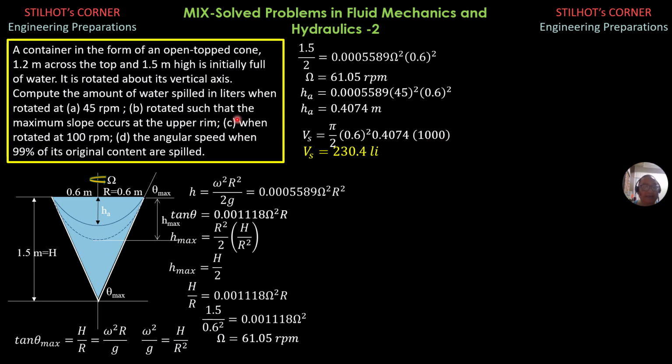For letter B, rotated such that the maximum slope occurs at the upper rim, the height is equal to half of 1.5. So H is 0.0005589 times omega square, 61.05 square, times 0.6 square. We computed that when the slope occurs at the upper rim, we equate it to the slope of the actual slanted side of the cone, which is 2.5, 1.5 over 0.6. And this is the corresponding angular speed for that to happen. So H is indeed 0.75.